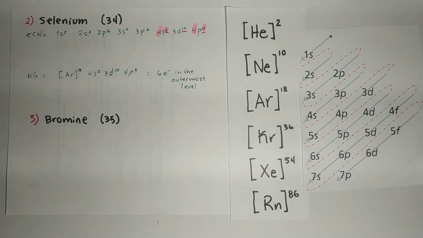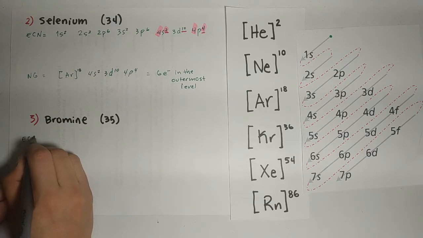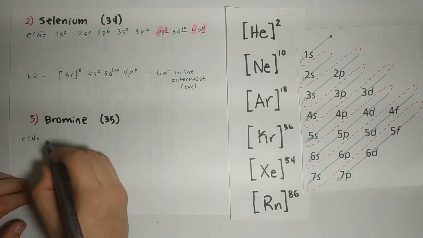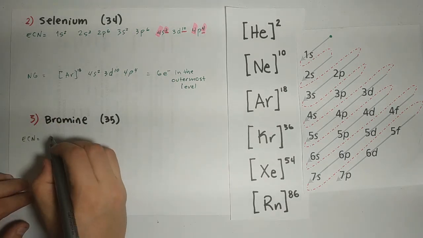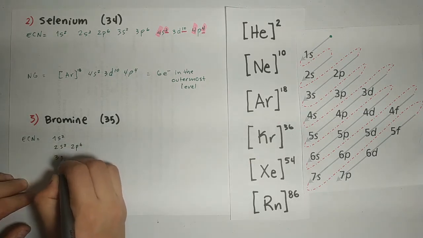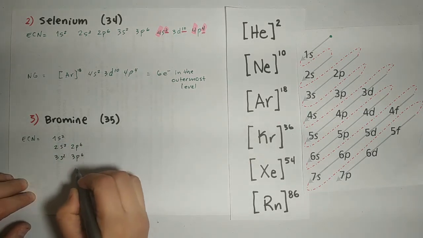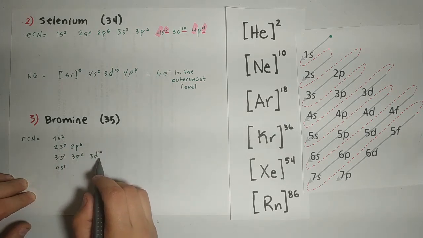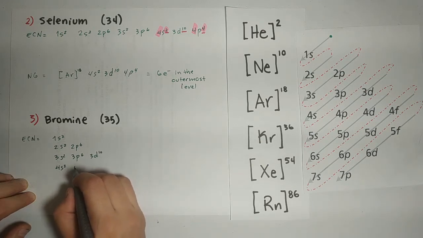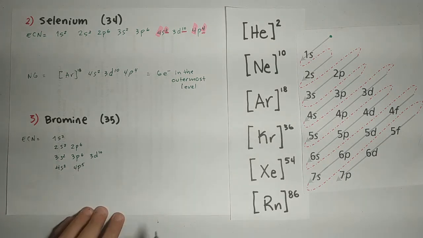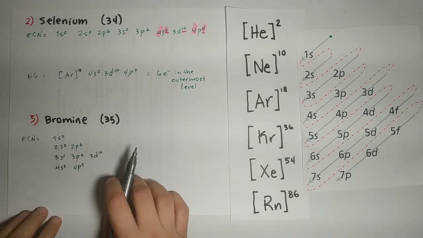Now let's do the same for bromine. Let's build the electron configuration notation of bromine. It will be similar to selenium. So let's follow the tree, and we're going to do it like a tree. 1s2, 2s2, 2p6, 3s2, 3p6, 4s2, 3d10. I have 30 here, so I need 5 more, so it's going to be 4p5. Now, that's it, the electron configuration is full.